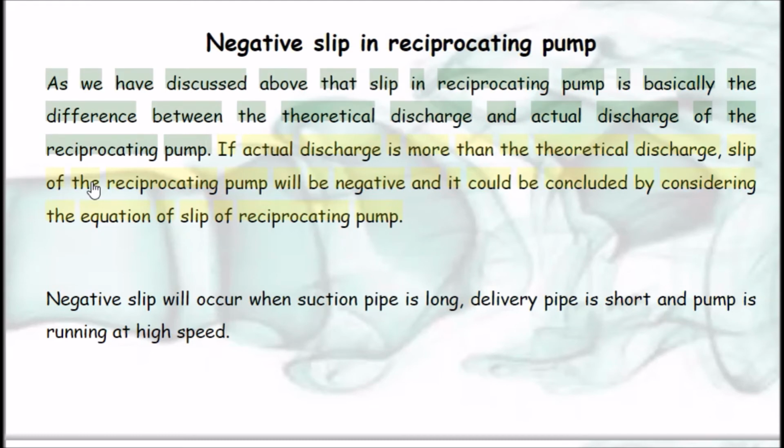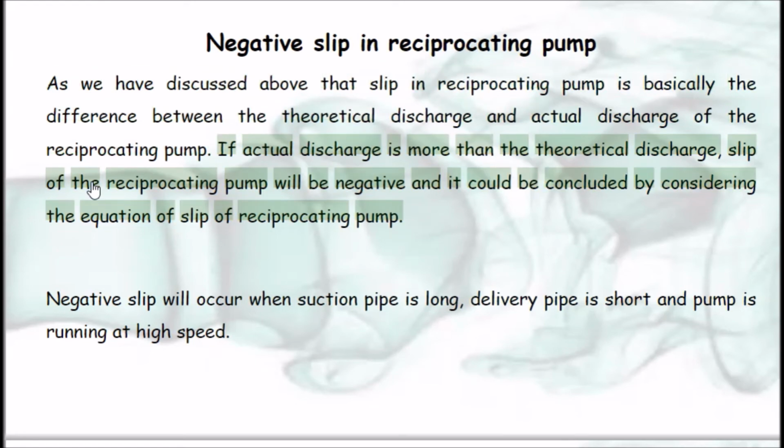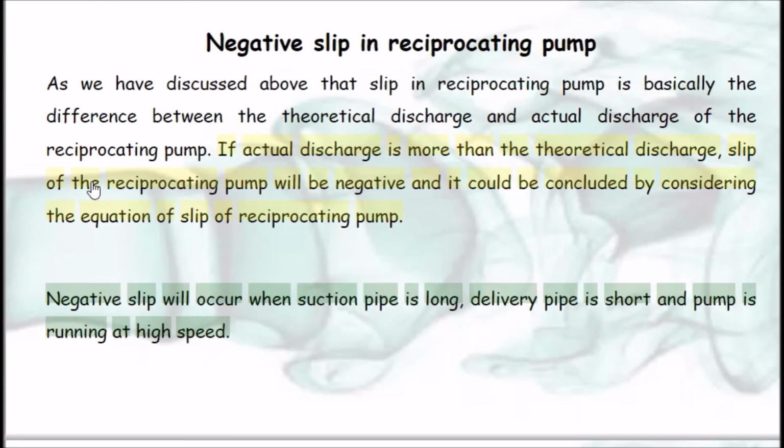Negative slip in reciprocating pump. As we have discussed above, slip in a reciprocating pump is basically the difference between the theoretical discharge and actual discharge of the reciprocating pump. If actual discharge is more than the theoretical discharge, slip of the reciprocating pump will be negative, and it could be concluded by considering the equation of slip of the reciprocating pump. Negative slip will occur when the suction pipe is long, the delivery pipe is short and the pump is running at high speed.